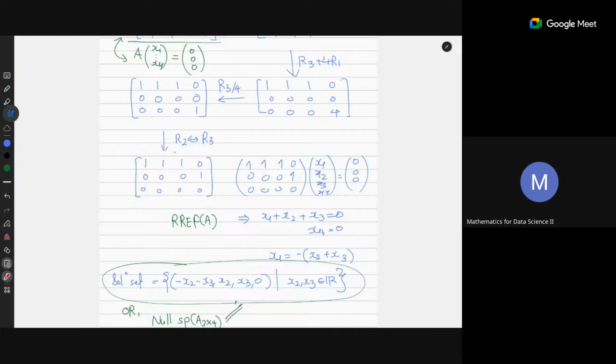That corresponds to the dependent variable. For example, in this case, this pivot corresponds to x1. In the second row, this pivot corresponds to x4. So they correspond to the dependent variables. That is what it means. So they appear in each unique row, and one row can have a maximum of one dependent variable. That's why the uniqueness.